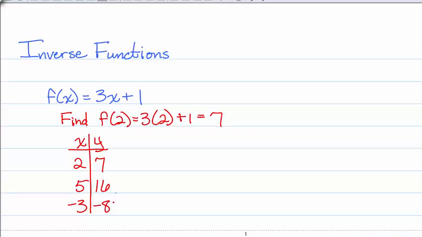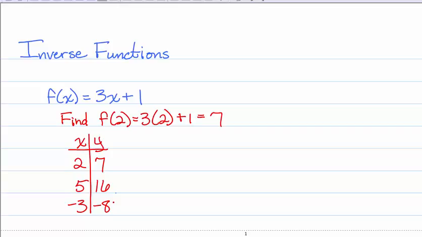And why we called this a function was that it had the property that if I picked an x value and plugged it in, I would only ever get out one y value. One x in, one y out. So I knew that this function was always going to turn the 2 into the 7 and the 5 into the 16 and so on.